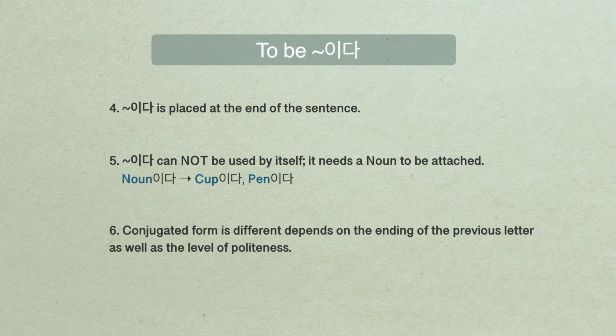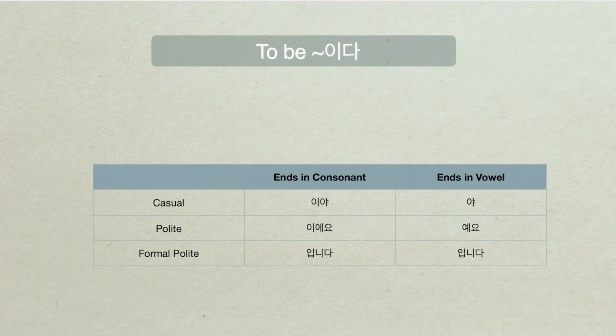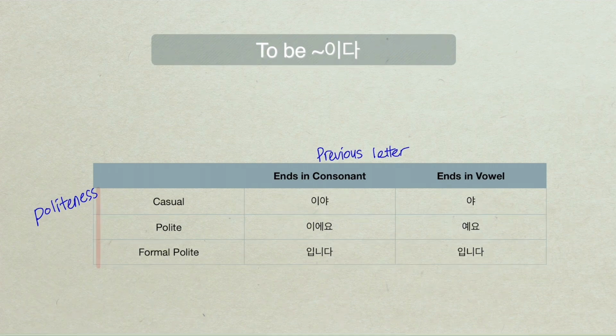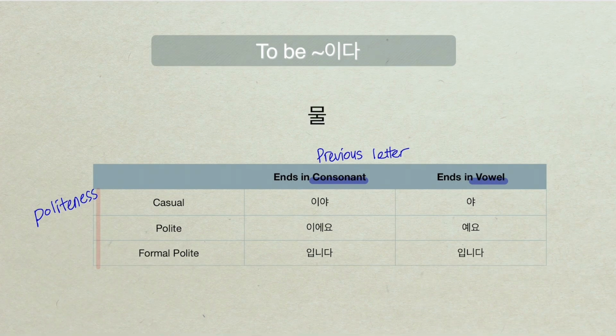We talked about how Korean has many conjugated forms and it depends on the level of politeness. But also the form is different based on the previous letter. So from now on, we are gonna see the actual conjugated forms. Let's see this table. There are 6 variations. The column of this table is politeness and the row is about the previous letter. So the conjugation rule is whether the previous letter ends in a consonant or vowel. For example, there is a word 물, which means water.